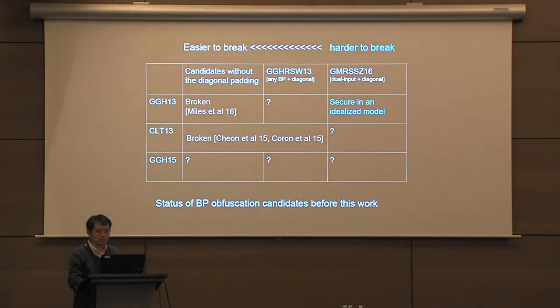So, okay, that summarizes the description. And if we take a deeper view on the difference from other candidates, the GGH-RSW status is in the middle. If you use the candidates without the third safeguard, which is the diagonal entries, we know how to break them for GGH13. For GGH15, we still don't know. And if you enforce the representation of the branching program to use the dual-input branching program, that fits into the right side, and they even have a security proof in the idealized model for GGH13. So this gives you a more concrete view of the comparison with simpler candidates and even harder candidates.